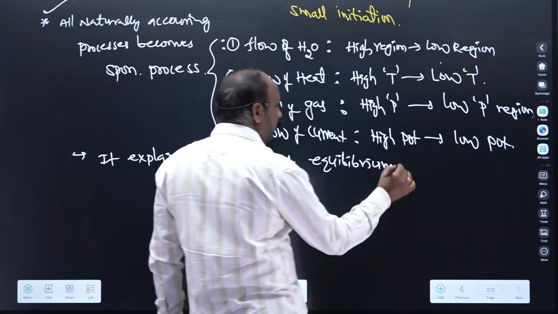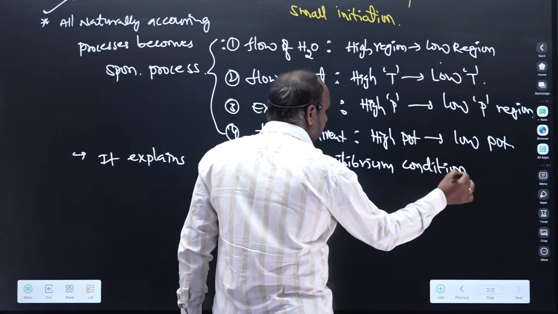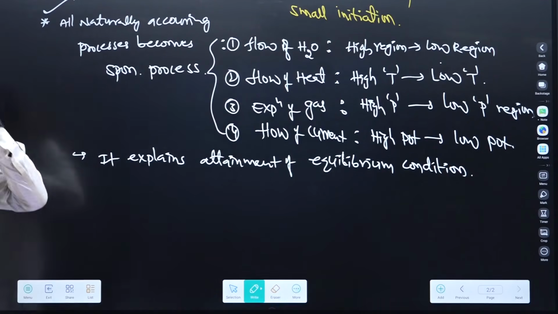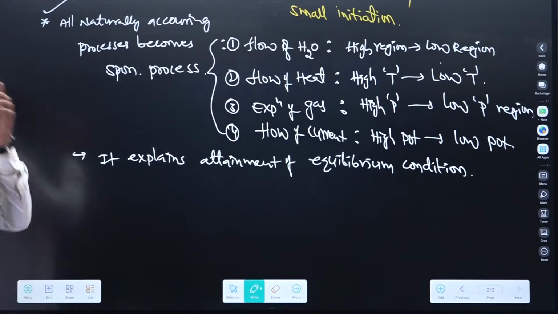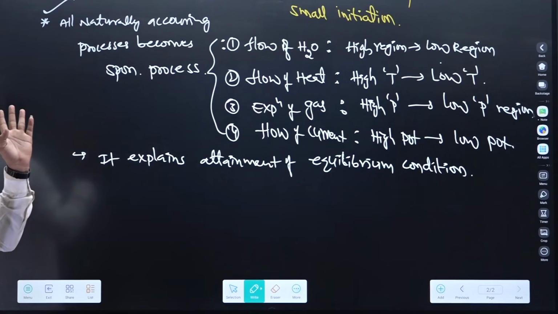Attainment of equilibrium condition. How do we get the equilibrium condition in physical and chemical processes? Even physical processes will be there: a solid in equilibrium with a liquid, and liquids in equilibrium with vapors.